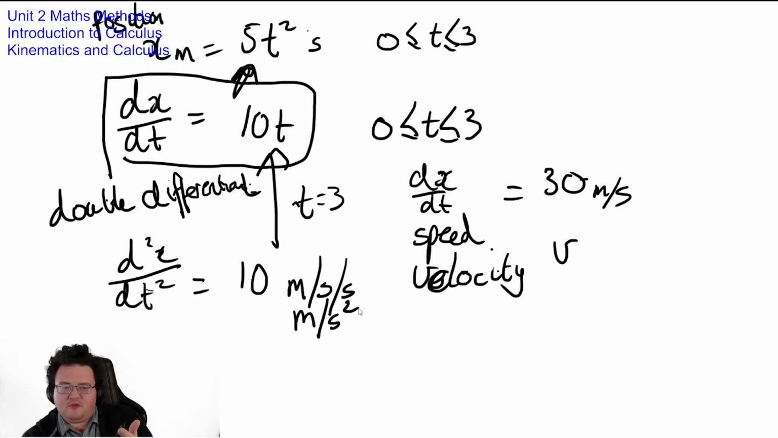Does that mean I dropped the rock or threw the rock? I dropped it, because it's accelerating. So the actual gravity number is 9.8 meters per second per second. But these days, we just round it to 10 because we're only estimating it. We're not doing actual calculations with it.